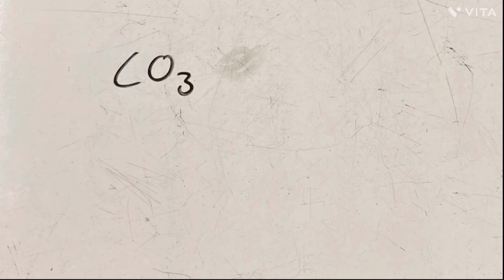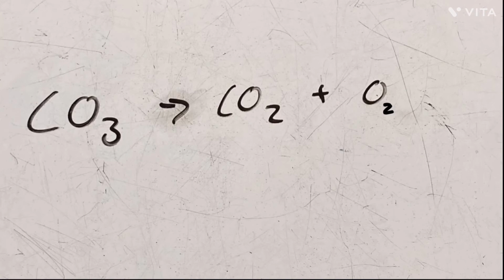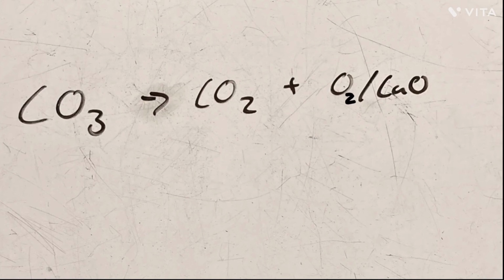This means that carbonate always turns into carbon dioxide and oxygen gas. This is unbalanced. Or, in the case of marble, carbonate will always turn into carbon dioxide and calcium oxide. Or, if carbonate is bonded to anything else, it'll turn into carbon dioxide and whatever is left.